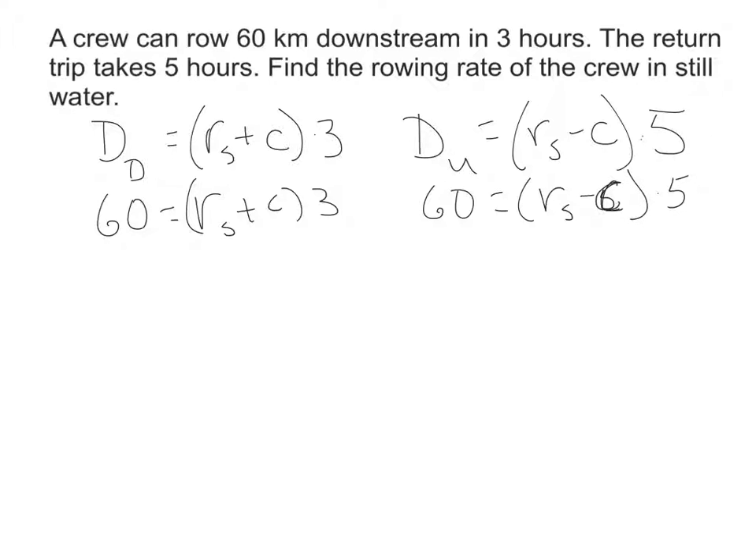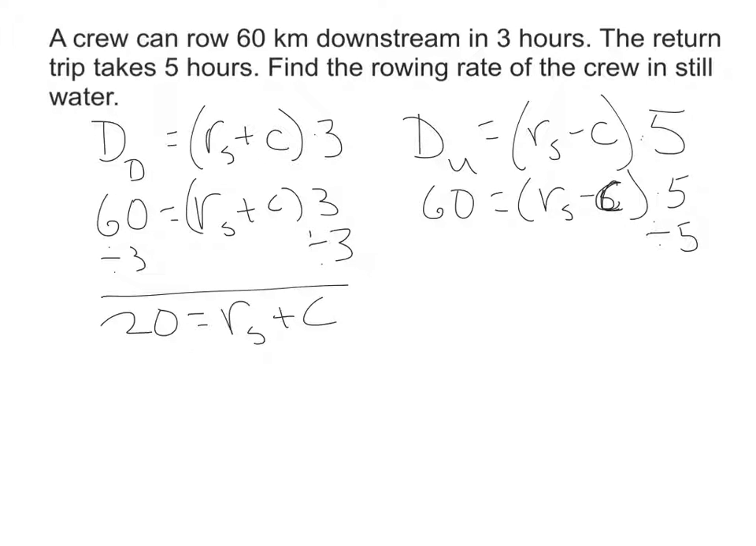times 5. Now, we don't know the still speed, and we also don't know the current. But what we can do is sort out these two equations more easily. And the nice thing that we can do is we can divide each side by either 3 or 5 respectively. And so if we divide by 3 and divide by 3, we're going to get that 20 equals r sub s plus c. And over here, when we divide each side by 5, we're going to get that 12 equals r sub s minus c.